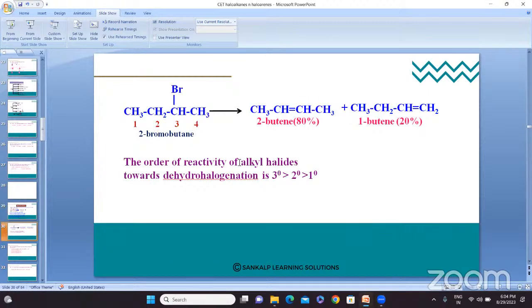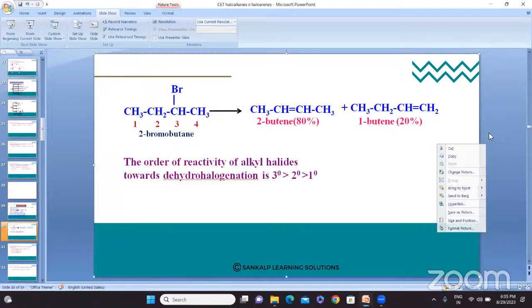Then, what is the order of reactivity of alkyl halides towards dehydrohalogenation? What do you mean by dehydrohalogenation? We have discussed: there will be removal of one hydrogen and one halogen atom, eliminated. So it is called dehydrohalogenation. Which is the dehydrohalogenating agent? It is alcoholic KOH. This question is commonly asked: the dehydrohalogenating agent is alcoholic KOH. We have seen these examples also.